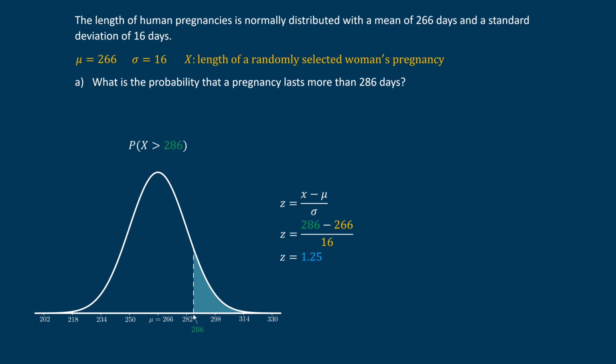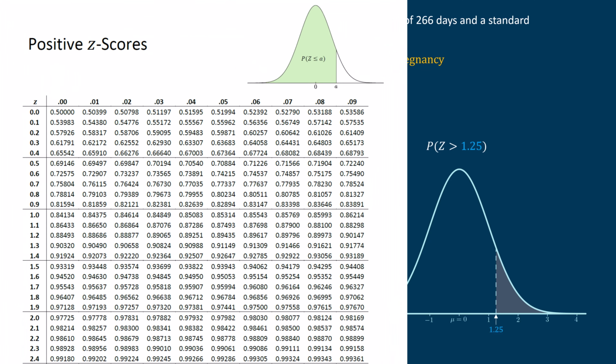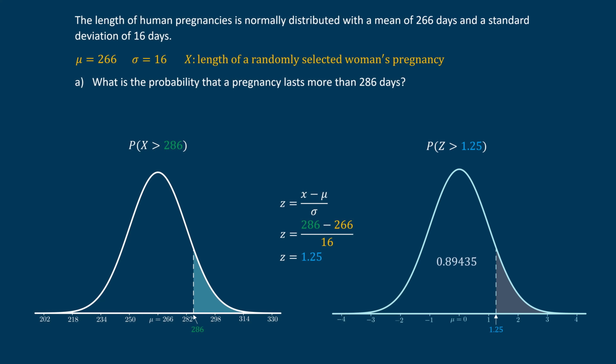Finding the probability that x is greater than 286 is equivalent to finding the probability that z is greater than 1.25. Now we can graph the standard normal distribution and label it with the z-score we just found. Our goal is to find the area shaded to the right of 1.25. Using the methods from the previous video, we can now find the probability or area under the curve using the z-table. Since we have a positive z-score, let's pull up the positive section of the z-score table and locate the row with the heading 1.2 in the first column. Then we find the column with the heading 0.05 on the top row. The row and column intersect at 0.89435, and what we just found is the area to the left of 1.25.